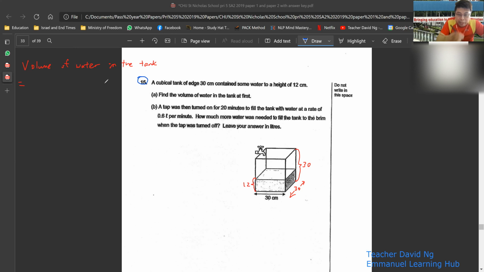Just now you told me volume is length times breadth times height. So can you tell me how to find the volume of this water in a tank? You have the height, you have the length, you have the breadth. How to find the volume of water? 12 times 30 times 30. Correct. 12 times 30 times 30. Length times breadth times height.